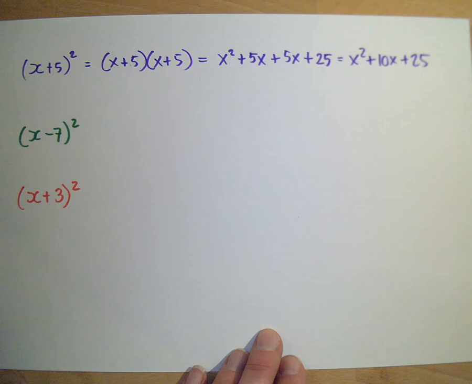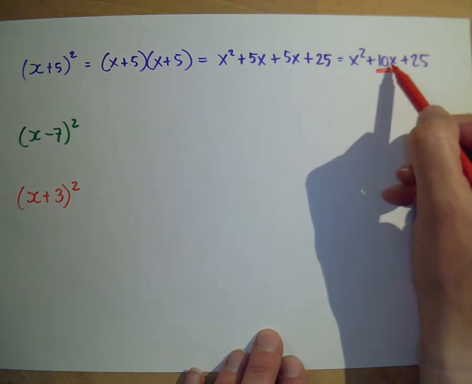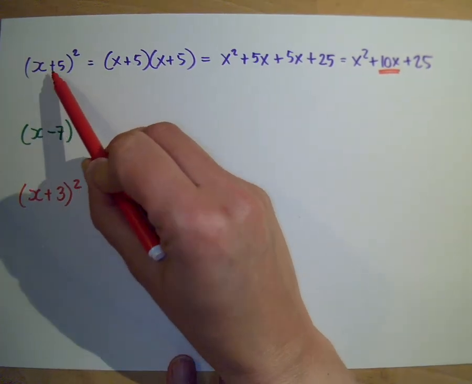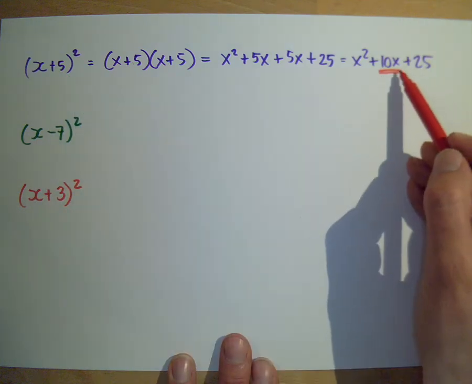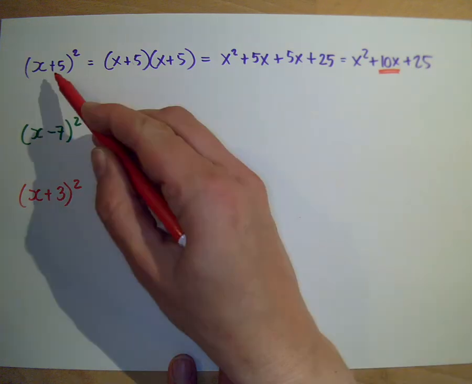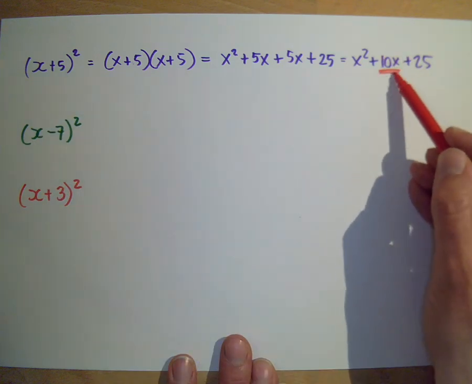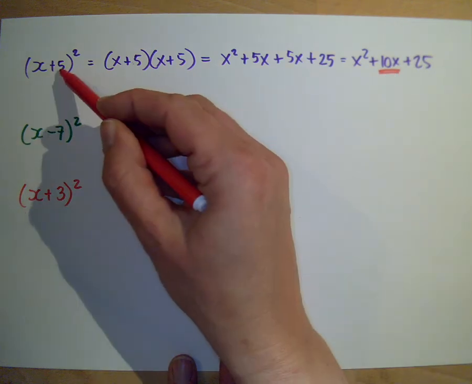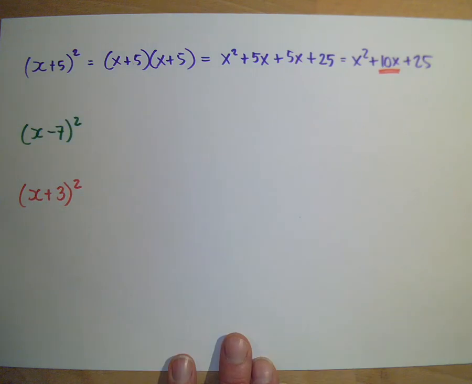So when we look at this term, 10x, that's double this 5, right? This term is the square of this 5, right? So this 10x, the 10 is 2 times the 5. This 25 is the 5 squared. Let's do this one.